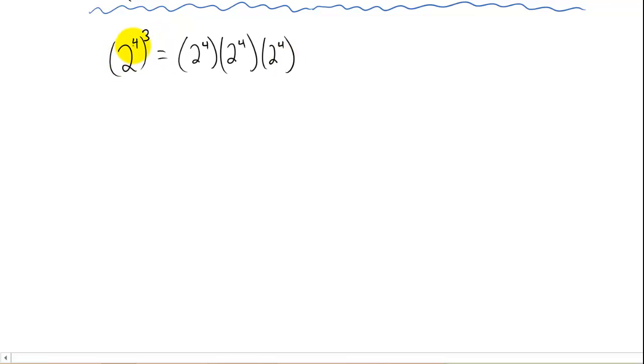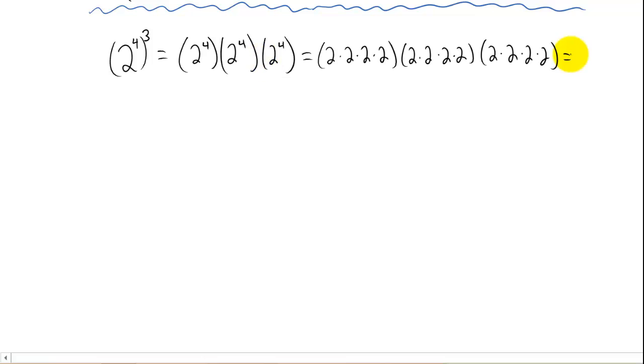Well, it means that we have 2 to the 4th multiplied by itself 3 times. So if we wanted to, and we certainly don't want to every single time, but in this example we can, write out the 2 to the 4th, 2 times 2 times 2 times 2. We write that out 3 times. Now everything is multiplied here and every base is exactly the same. So what is the answer? How many of these do we actually have? Well, if you add them up, you actually have 12 of them. So we can write this as 2 to the 12th power.